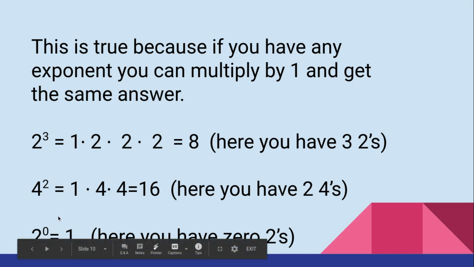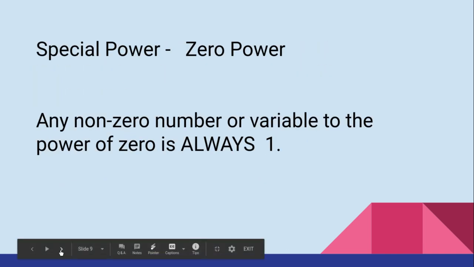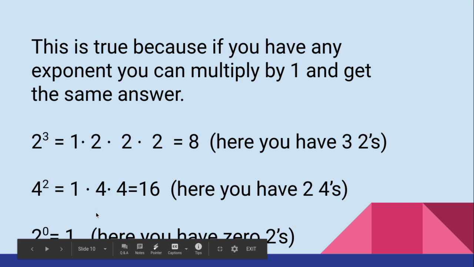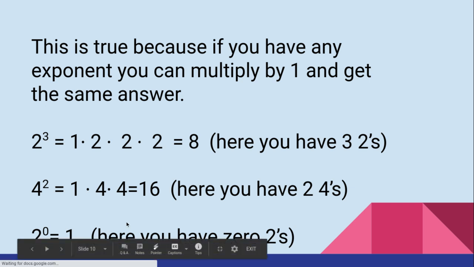Now, if you have 2 to the 0 power, then when you have that 1 there, you're going to have 0 twos. So that's why you're left with just the number 1. It doesn't matter what that number is. If it was 5 to the 0 power, it's still going to be 1. If you have x to the 0 power, it's still going to be 1. So any number to the 0 power is always 1.